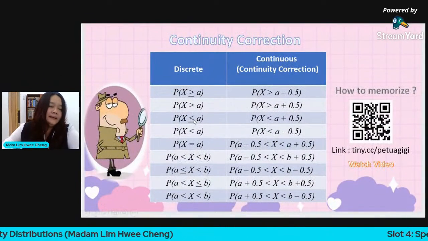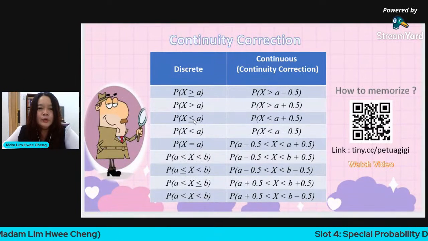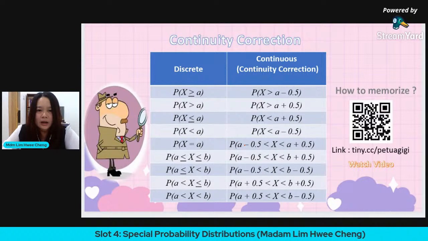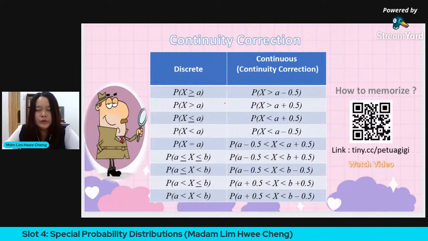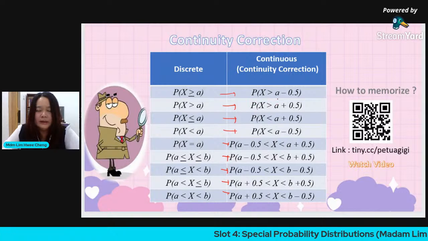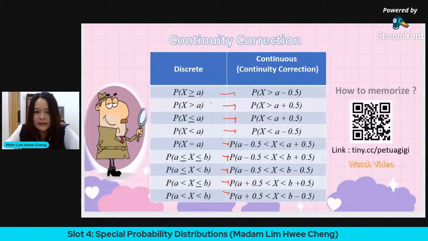Just now I said that, continuity correction, and I think all of you already know. To do the continuity corrections, we have to do some adjustments like this. How do we do it? You see, we are going to follow the sign except the equal sign.